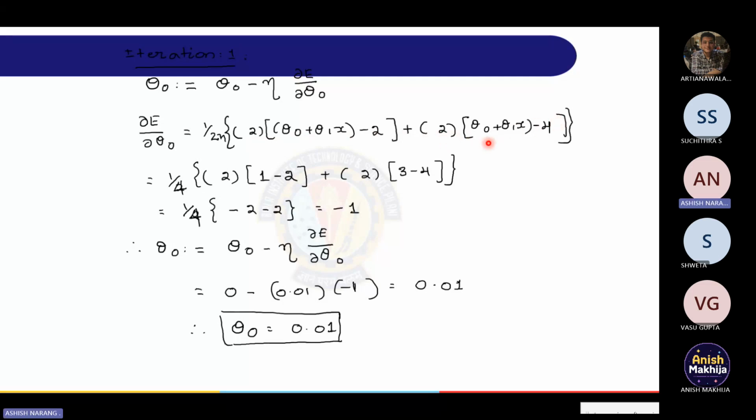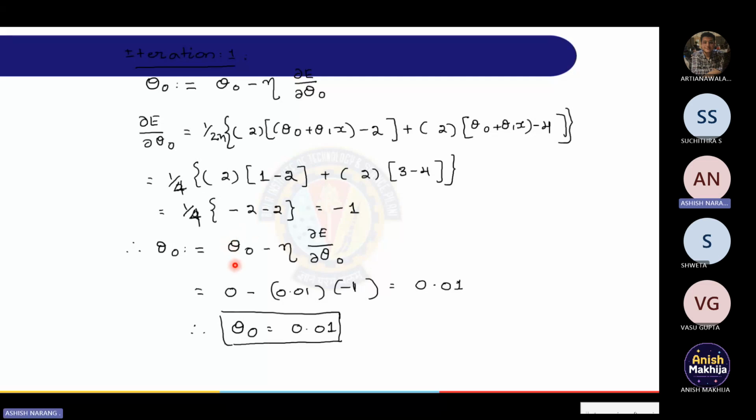And now you plug in those numbers, that theta 0 plus theta 1x, right? So 2 multiplied with this is 1 minus 2, right? Because theta 0 is 0 and this is 1. So 1 into 1 is 1, 1 minus 2, right? Then this is 1 into 3, 3 minus 4 is this much, right? Now you multiply this, and the derivative of this turns out to be minus 1.